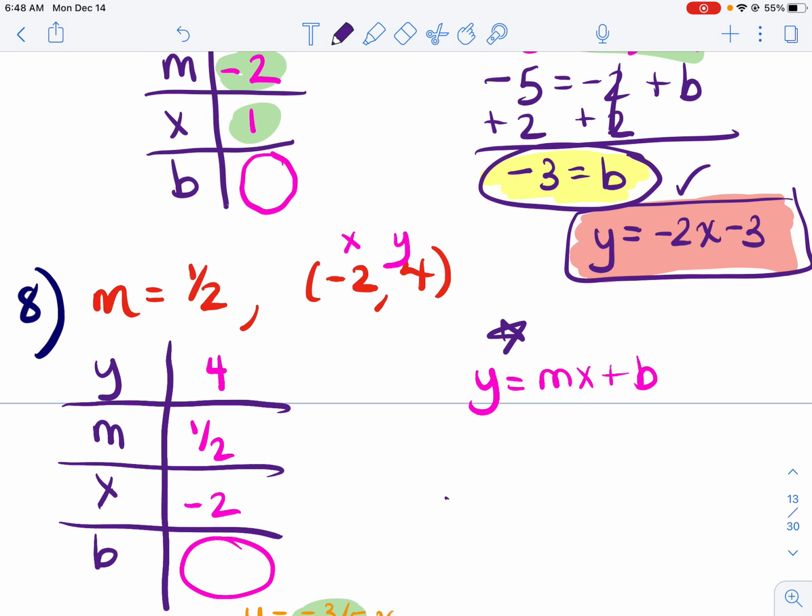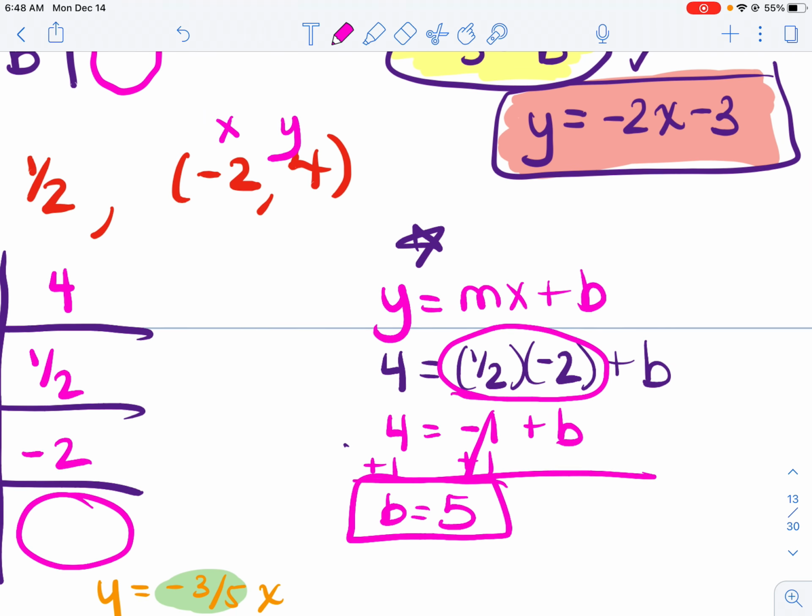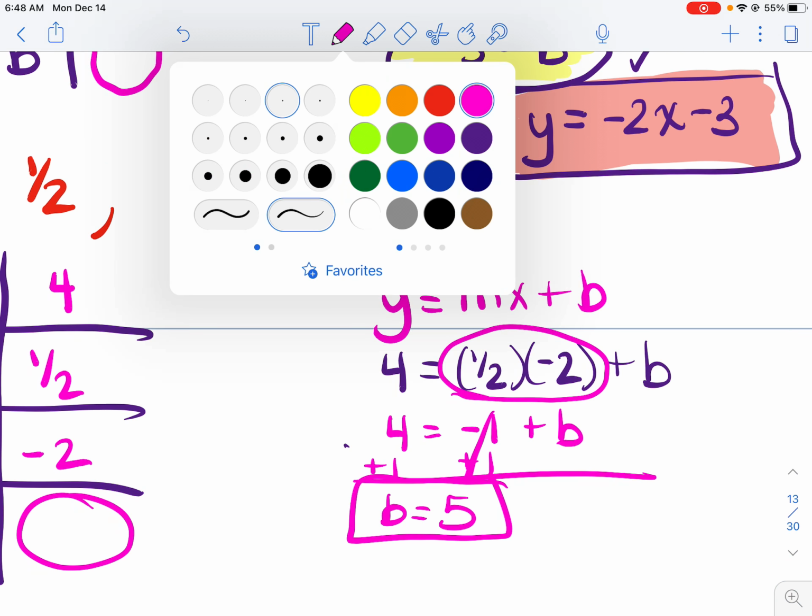I'm going to put in 4 for y. For m, I'm going to put in 1/2. For x, I'm going to put in -2. Let me evaluate this. Again, feel free to punch it in your calculator. You should get -1. Going to add 1 to both sides. b equals 5. Okay, so you're not done, my friends. What's our last step? What do we have to make sure we do? Write our equation of a line.